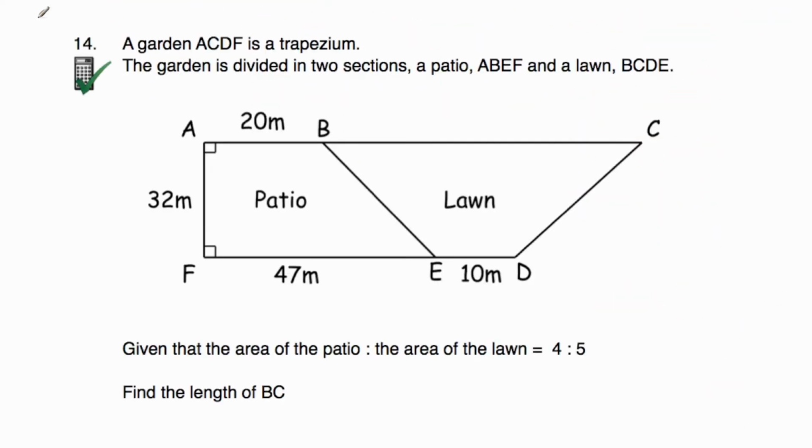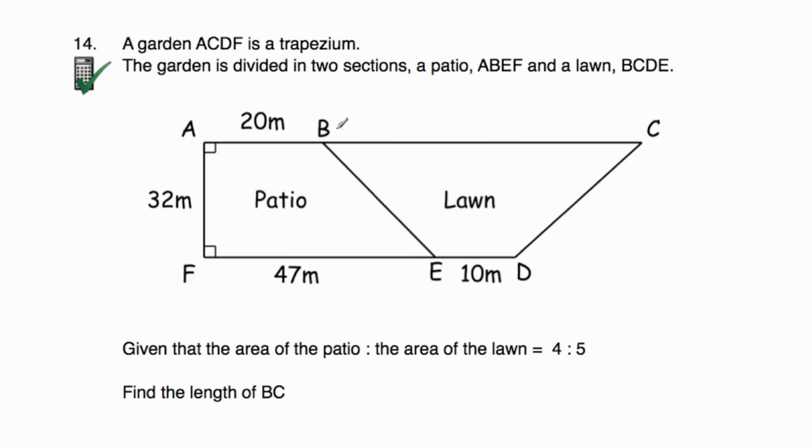317.1. Okay, let's have a look at question number 14. Question number 14 says a garden ACDF is a trapezium. So we've got this trapezium, and we're told the garden is divided into two sections: a patio, ABEF, so this section is a patio, and the lawn, BCDE, so that's a lawn. So we've got the garden, and it's been divided into two sections, the patio and the lawn. And now the question says, given the area of the patio to the area of the lawn, the ratio is 4 to 5, find the length of BC.